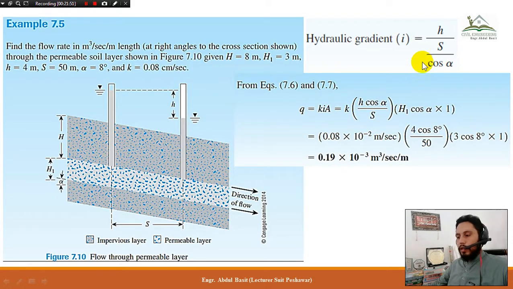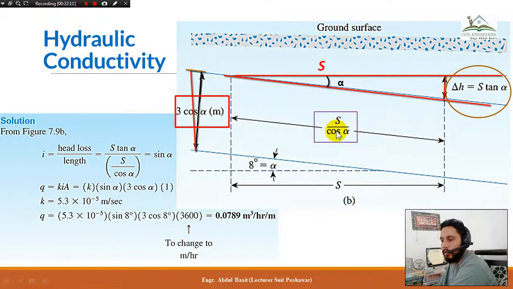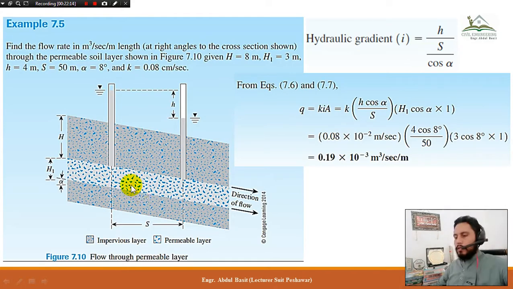From where can I do it? This thing, s divided by cos alpha. S divided by cos alpha, and the head difference between these 2 points is already given. This is 4. So hydraulic gradient will be equal to h divided by this length, which is s divided by cos alpha, as we have done in the previous numerical. This is the same situation, and we need to find out the area.